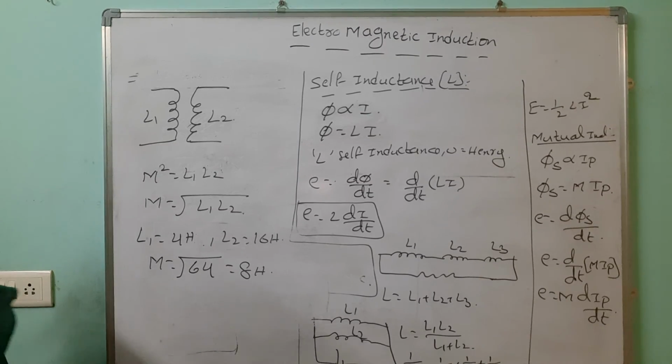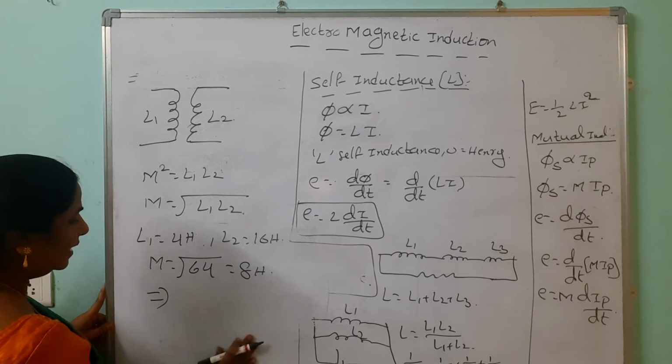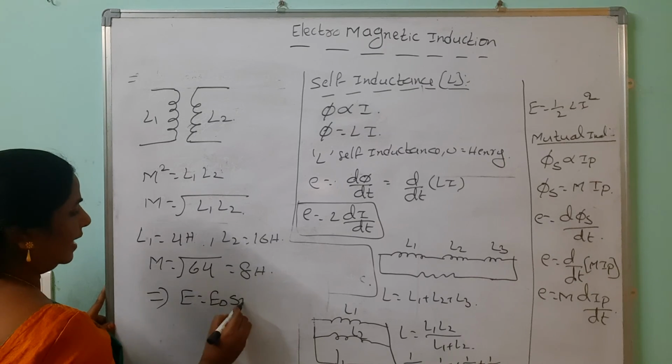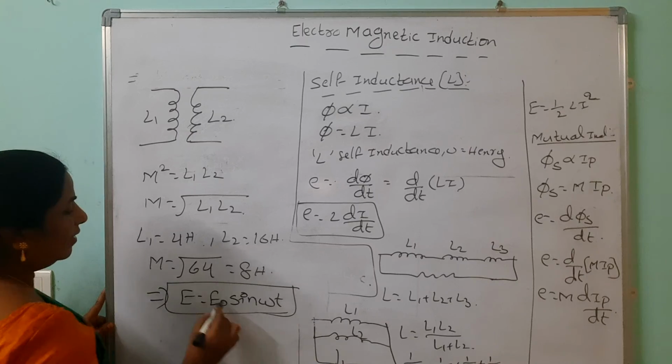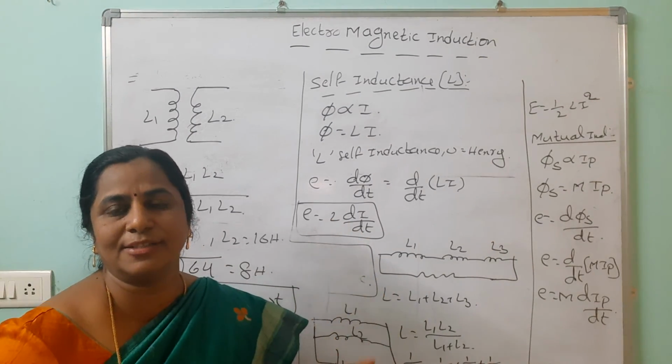Then the last thing we are going to discuss is the AC generator. For the AC generator, you should remember that E equals E naught into sine omega t. Based on this the AC generator works. Anyway, this also comes in alternating current. So this is a very small chapter.